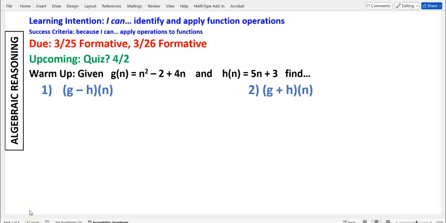Okay, yesterday y'all had a sub. You had a sub. Someone, not me, right? Well, since it wasn't a random sub, there weren't any mysterious people in the class. So that's good. But anyways, so we have two functions here on this warm up: g of n and h of n. Now I want you to notice something.